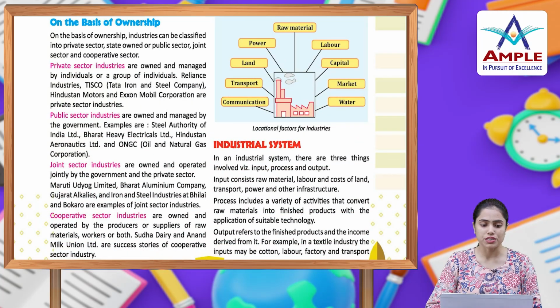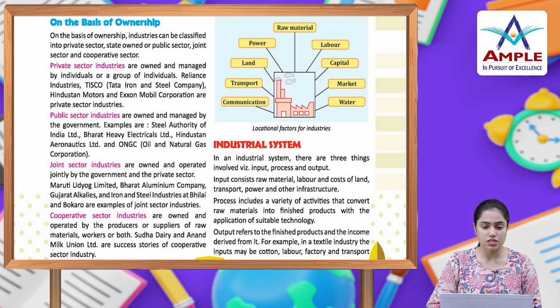On the basis of ownership, industries can be classified into private sector, state-owned or public sector, joint sector and cooperative sector. Private sector industries are owned and managed by individuals or a group of individuals. Reliance Industries, Tisco, Tata Iron and Steel Company, Hindustan Motor and Exxon Mobil Corporation are private sector industries.